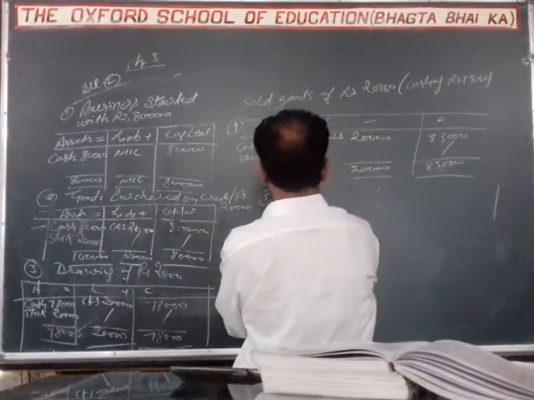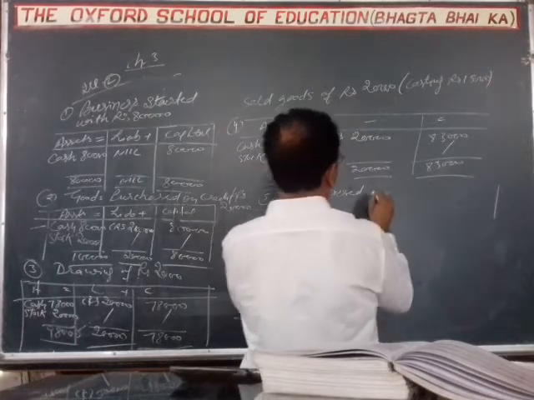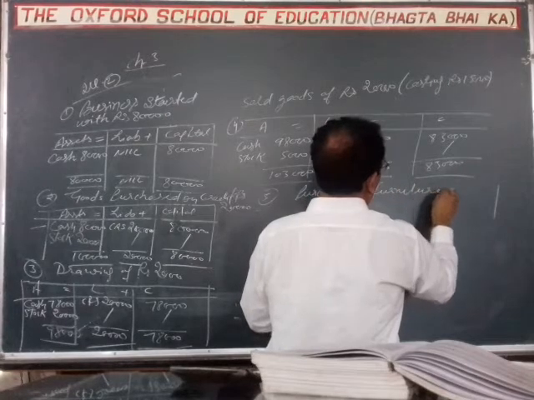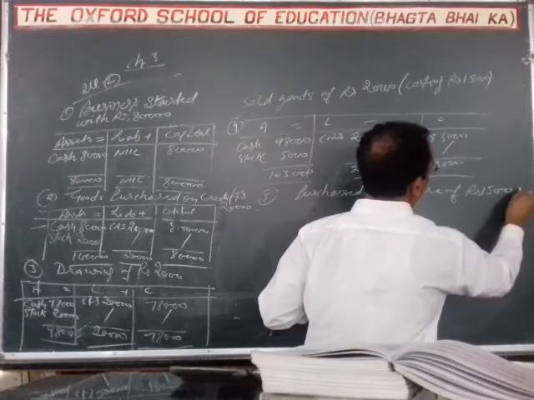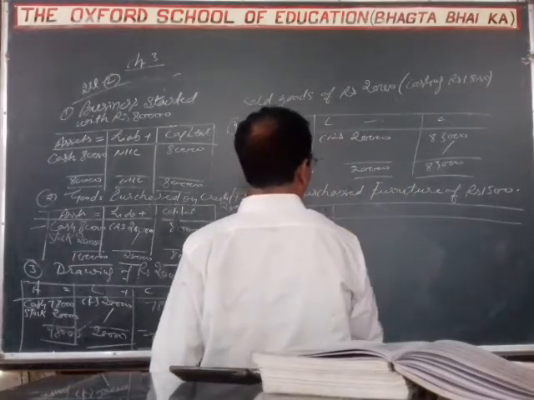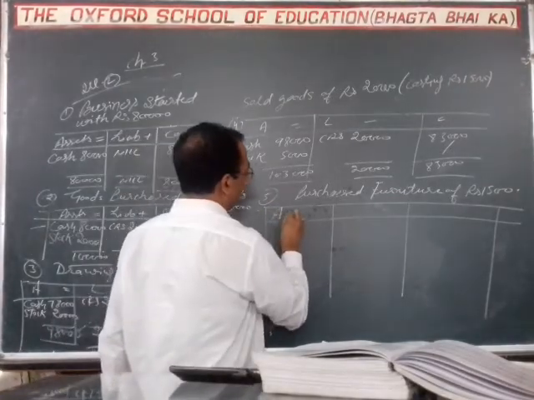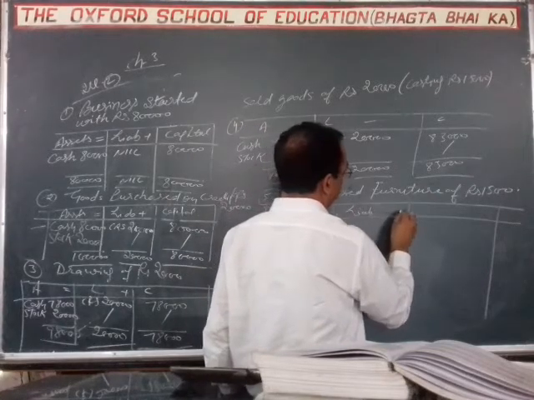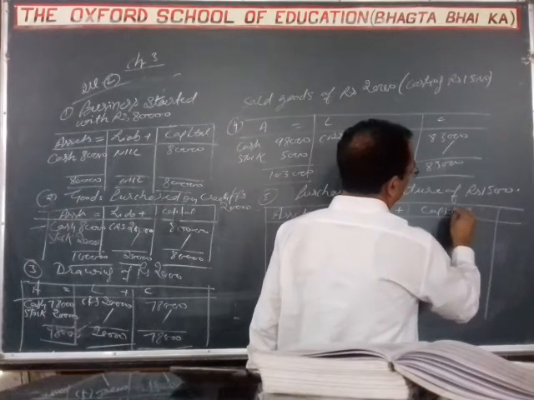Purchased furniture of rupee 1,500. There is no indication whether it is purchased by cash or on credit. If a party name is given, that means it is purchased on credit. If the party name is not given, then it is assumed it is purchased by cash.